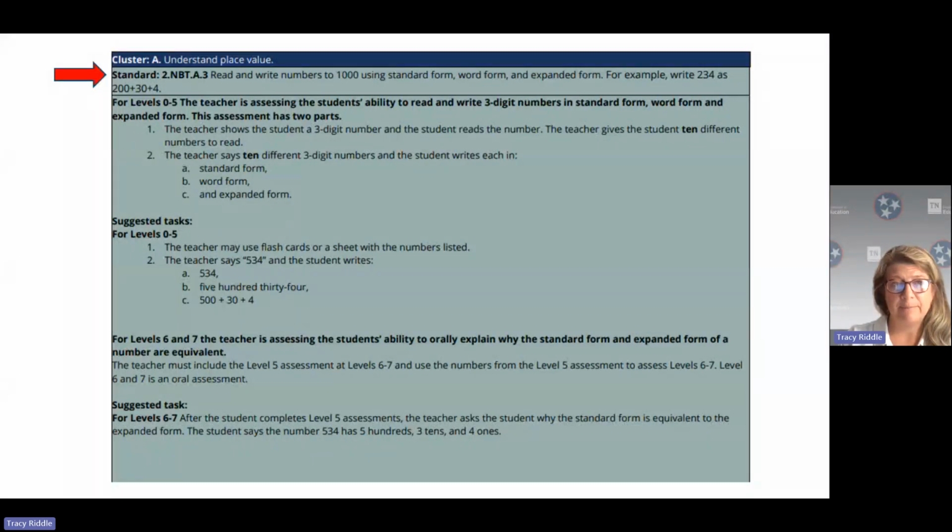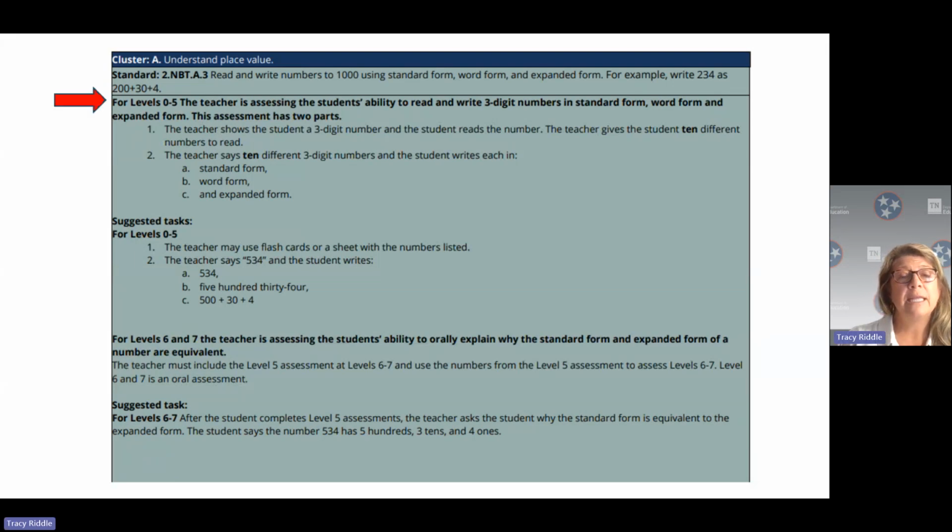This is the portfolio rubric guidance for Standard 2.NBT.A.3. Read and write numbers to 1,000 using standard form, word form, and expanded form. An example of expanded form would be to write 234 as 200 plus 30 plus 4.